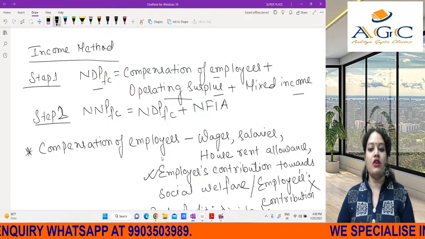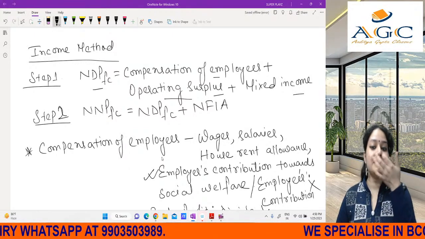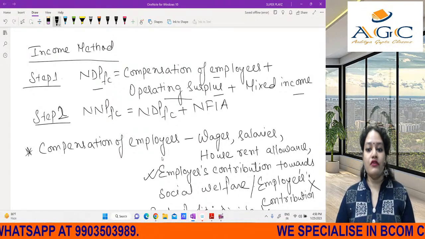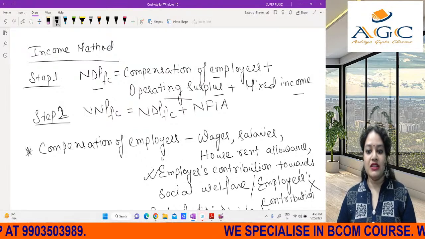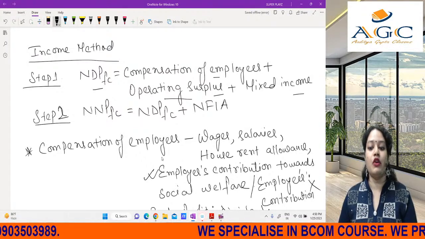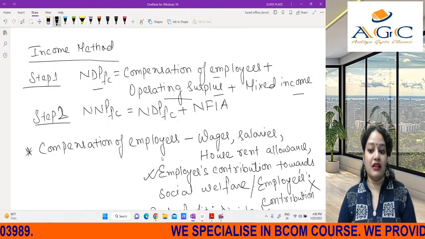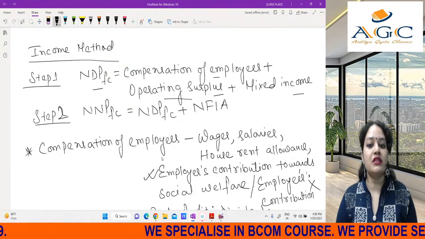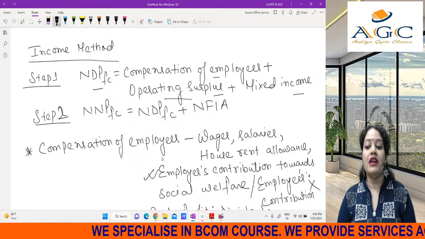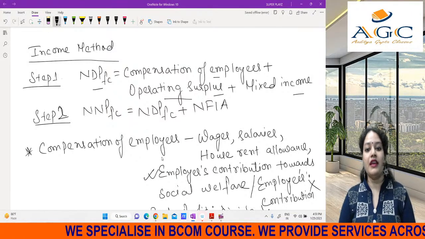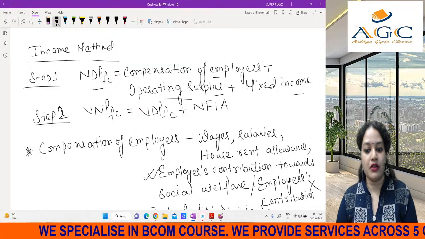What are the things that come under compensation of employees? Anything that we are receiving from the employer or from the company we are working in, as in wages, salaries, house rent allowance, employer's contribution, as given in the table that you're given in your exam. Anything contributed by the employee, you won't be taking that into account.